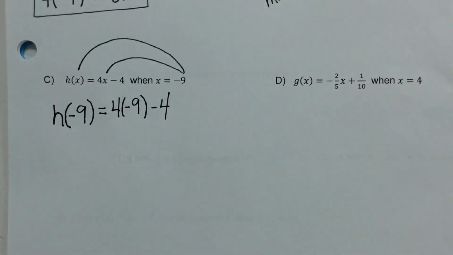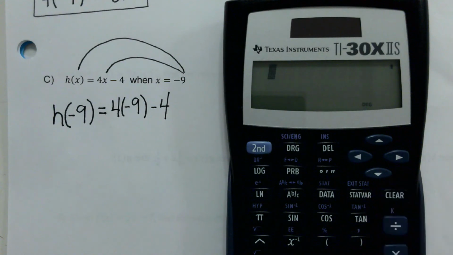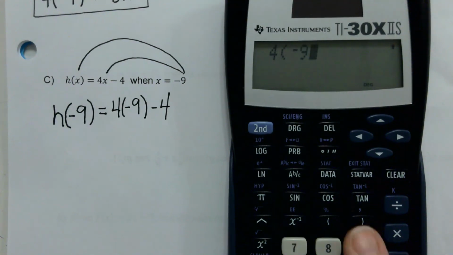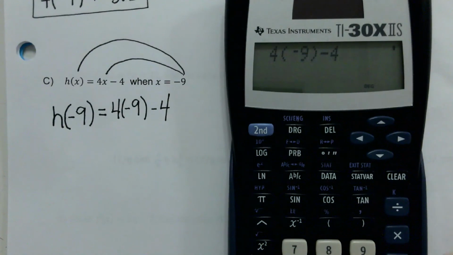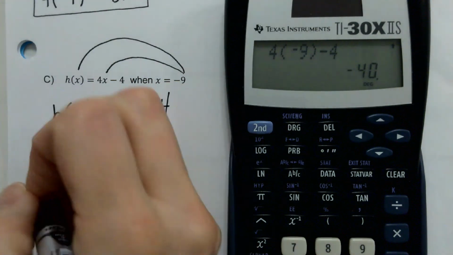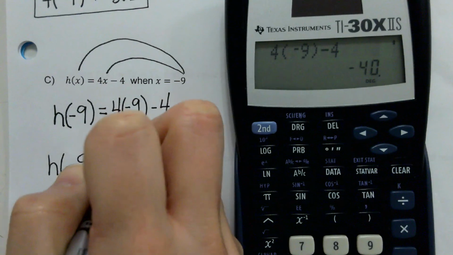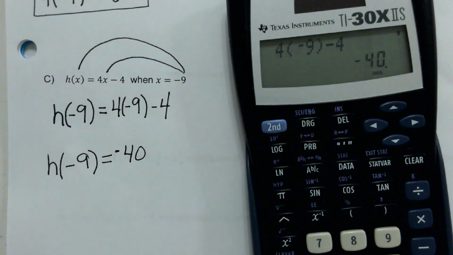Okay, this one we might need a calculator for. For parentheses, the parenthesis is right above the number 8, so parentheses, -9, parenthesis, minus 4. You could also just do times. That just means times as well. -40. So my function, when I plugged in -9, is 40. Oh, -40. Sorry, -40. That's it. Done.